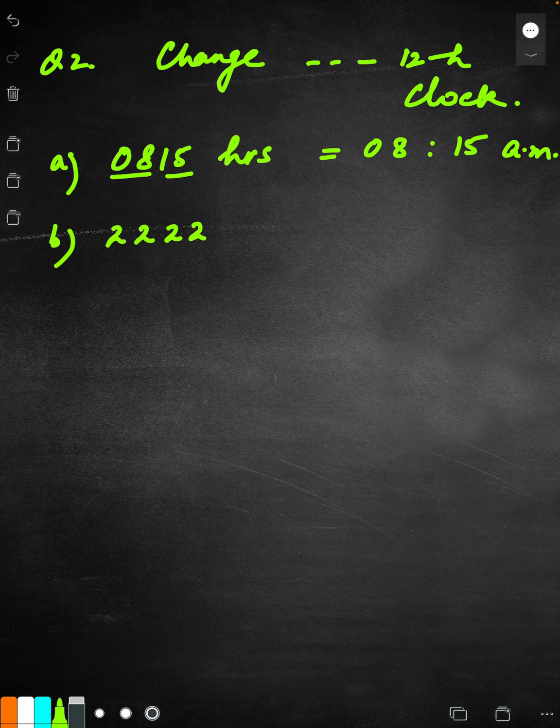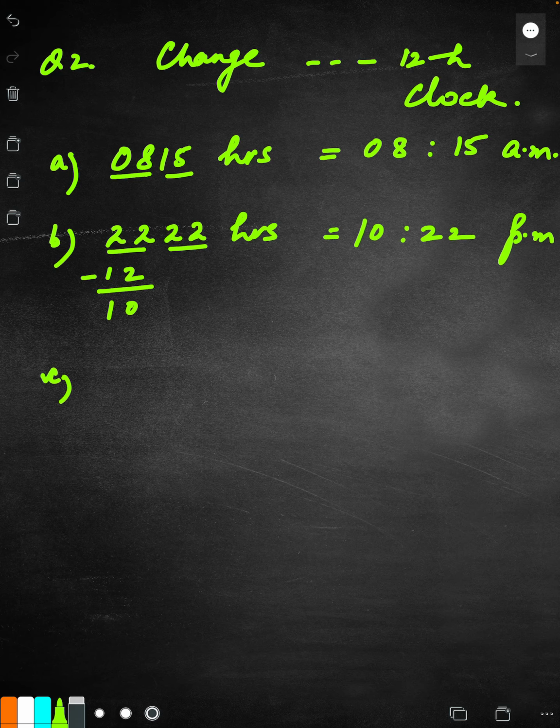B question. I have 22:22 hours. As I told, two parts. How will you decide AM and PM? This is more than 12. So the timing is PM. Right? Now you subtract 12 from it. So it is 10:22 PM. Right? It is 10:22 PM. You have to subtract 12 from it to get the Indian time. This is the second round of our Indian clock.